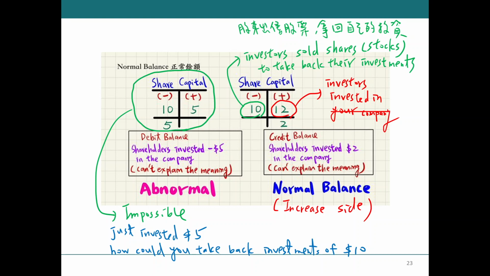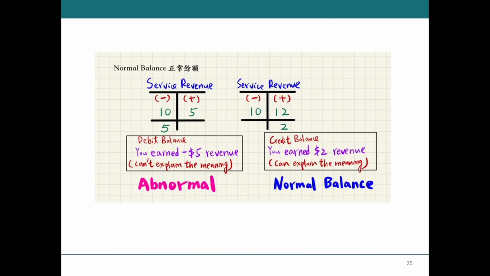Any questions? No? Okay. How about service revenue? The same situation, right? What does it mean? You provide the service, you earn the revenue, $12. If someday you cancel the service, you cancel $10 of service, it means what? You still earn $2, right? How could you provide $10 of service and cancel $10 of service? Impossible. Okay? So let's write.